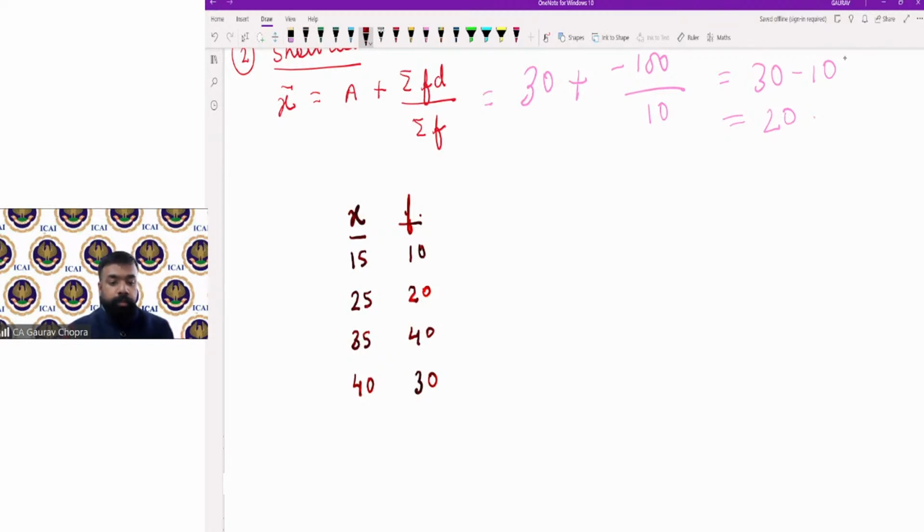So 15 multiply by 10, then insert memory button, then 25 multiply by 20, m plus, 35 multiply by 40, m plus, and 40 multiply by 30, again m plus. Press MRC divided by the total, which is 100, and you will get your answer.